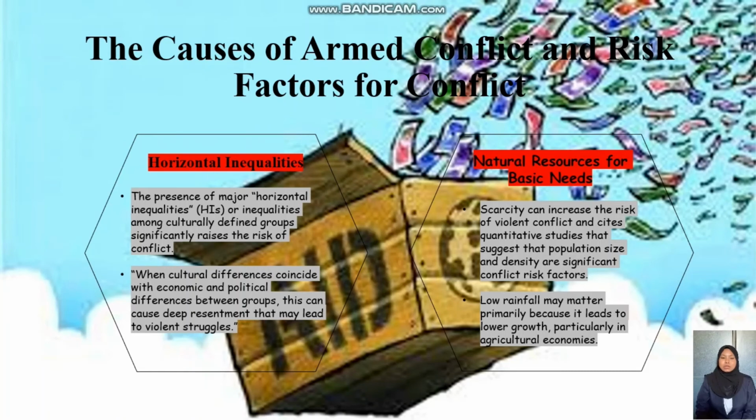Next is natural resources for basic needs. Basic needs resource scarcity, especially shortage of food, fertile land, and water, may contribute to conflict or the ongoing risk of conflict.